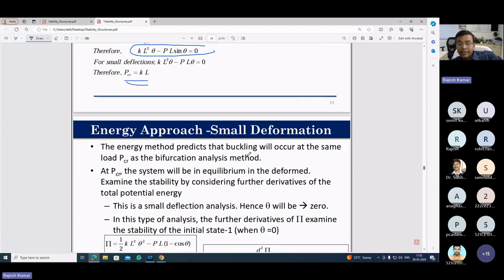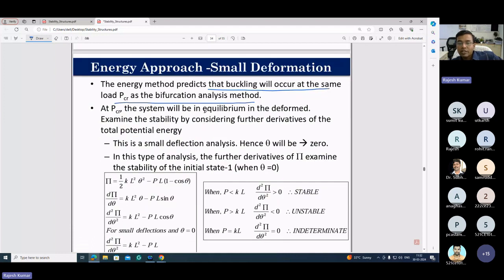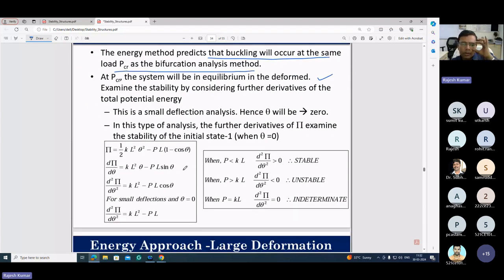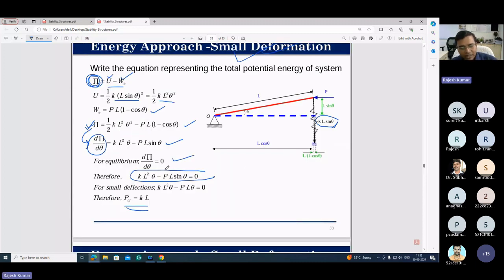The energy method predicts the buckling. Energy methods predict that buckling will occur at the same load PCR as the bifurcation analysis methods. At PCR, the system will be in equilibrium in the deformed configuration. Examine the stability by considering the higher derivative of the total potential energy. Now I told you by the energy approach also how to examine the stability. First, you need to find the first steps. You write the energy, then differentiate for stationary, and from there you are able to find the critical load. Now you have to check whether it is stable or not.